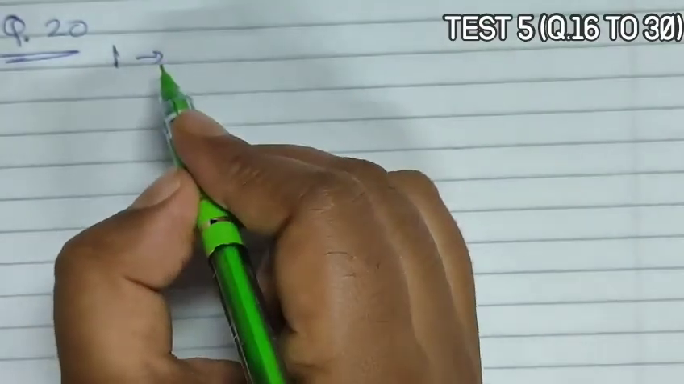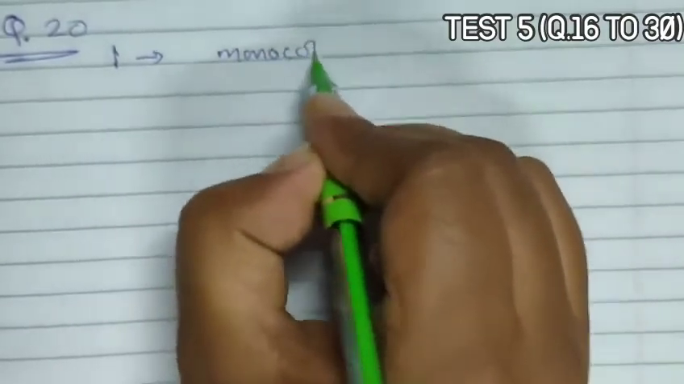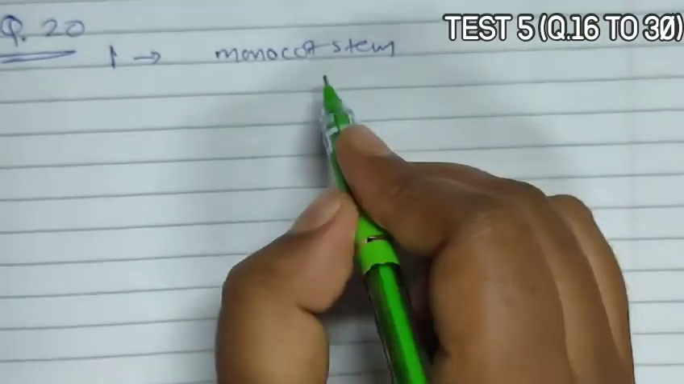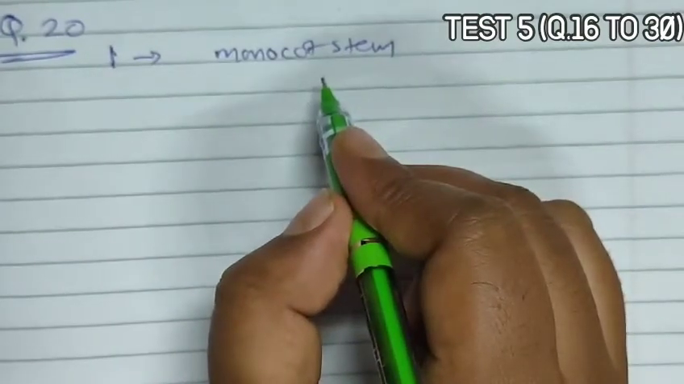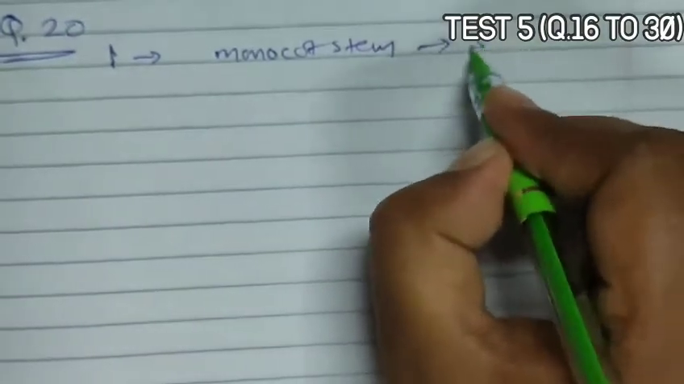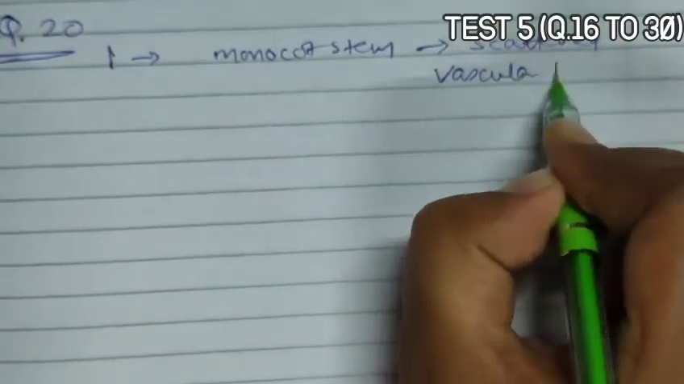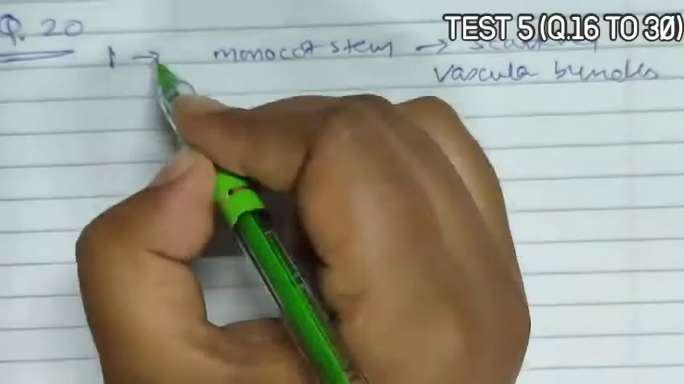Next is question 20. Question 20 asks to consider the following statements and select the correct one. Statement 1 says that in monocot stem, ground tissue is a continuous mass of parenchyma tissue in which vascular bundles are found scattered. Yes, in monocot stem scattered vascular bundles are found. So it is a correct statement.